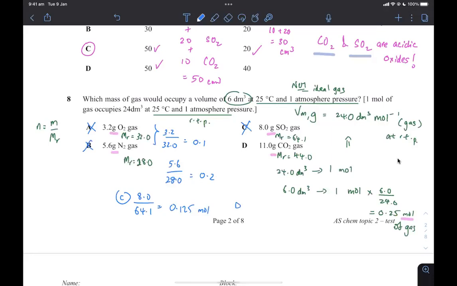But for D, if A, B, and C cannot be the answer, after I did my calculation correctly, just double checking, 11.0 gram divided by 44.0 is 1 over 4, which is 0.25 mole. So hopefully you can see why D is the correct answer there. Okay. All right. Ready for the next question?